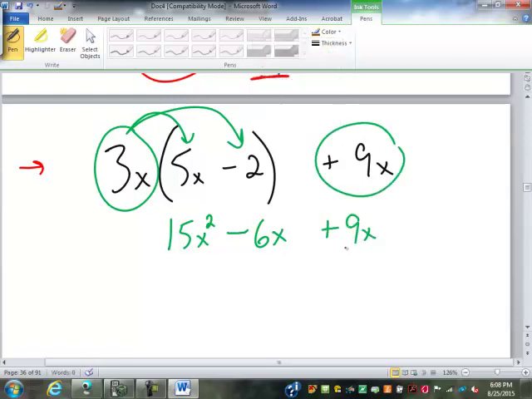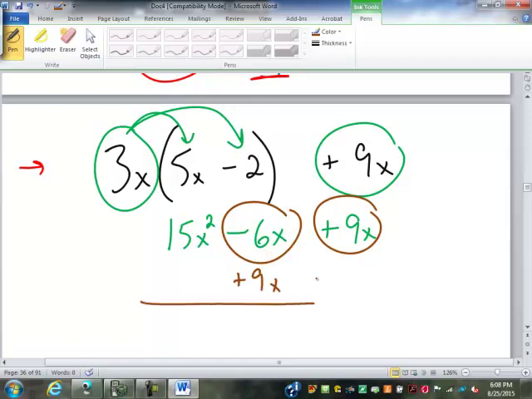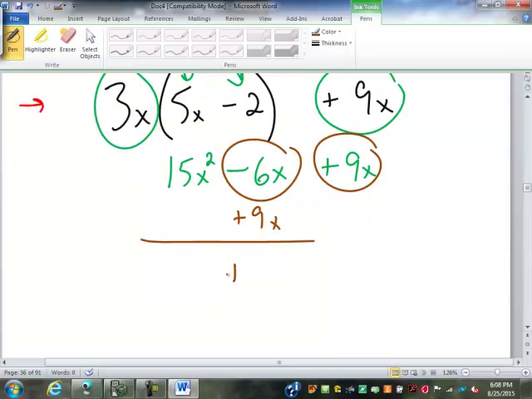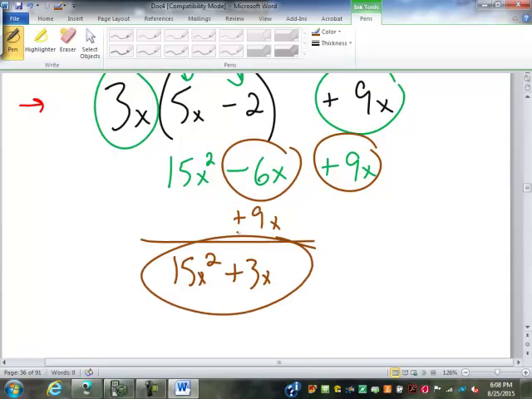And we still have the 9x to add down here. Where can we combine that? Where can we add in that 9x? With the negative 6x. Technically, we could move it down here if we wanted to. Negative 6 plus 9 is positive 3x. So 15x squared plus 3x.